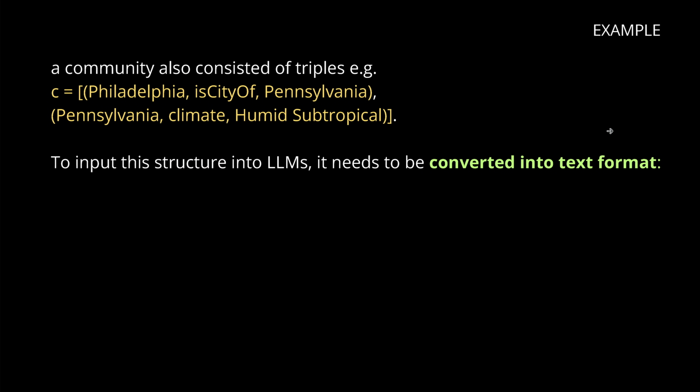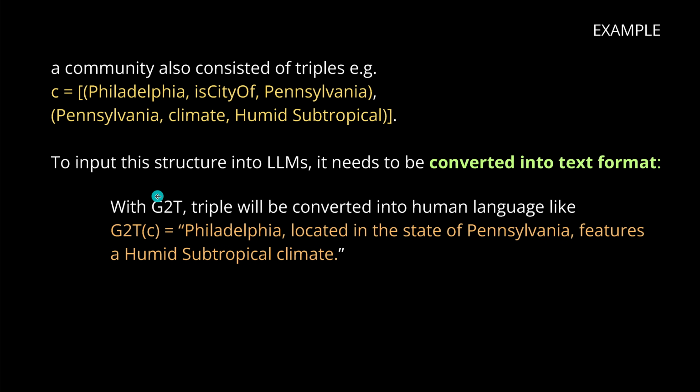I want to give you a simple example because examples are always good. We have here Philadelphia, the triplet is city of Pennsylvania, and then we have Pennsylvania, climate, humid, subtropical. I don't know if this is a correct statement, but never mind, it's just a demonstration. So to input this structure now into our LLMs, it simply needs to be converted from a triplet structure to a text format structure. And let's say we do this with graph to text. And if you do this, you see immediately we have now a sentence that we can use as an input to our LLM. Philadelphia, located in the state of Pennsylvania, features here humid subtropical climate. No idea if this is correct, but who cares? This is just a demonstration of the transformation process.